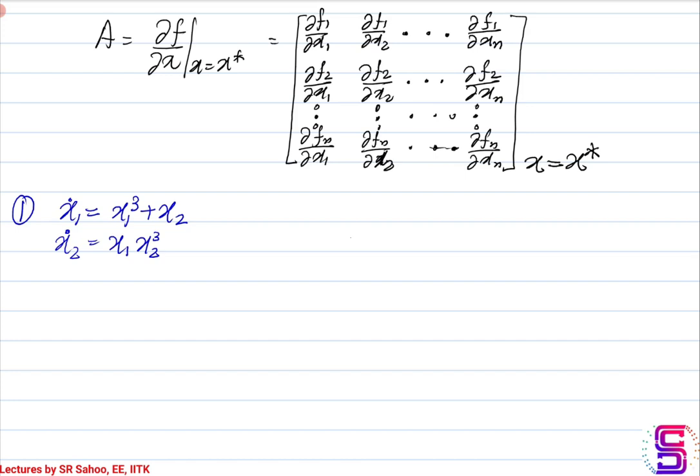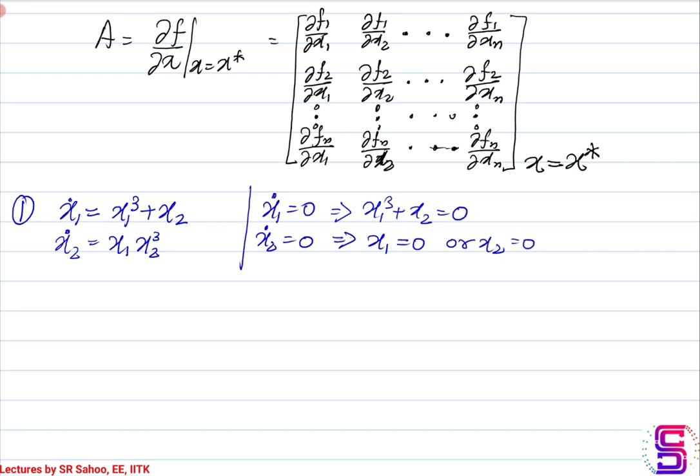Okay, so for calculating the equilibrium points, we equate x1 dot to 0 and x2 dot to 0. Equating x2 dot to 0 tells me that either x1 is 0 or x2 is 0, and equating x1 dot to 0 tells me that x1 cube plus x2 has to be 0. If you use these and finally solve, you get that 0 0 is the only equilibrium point that the system has.